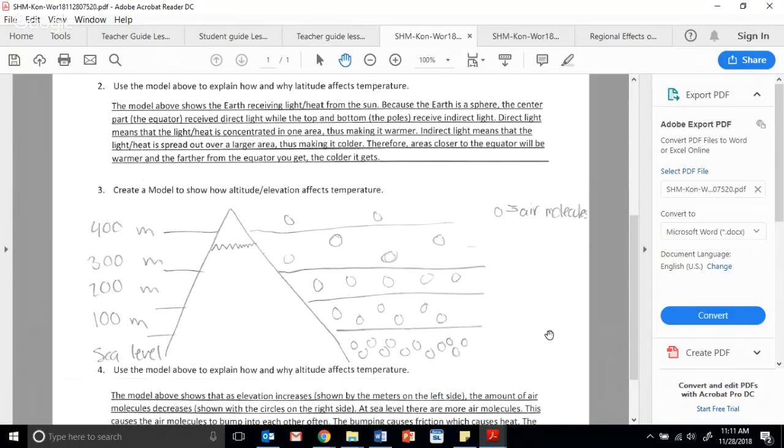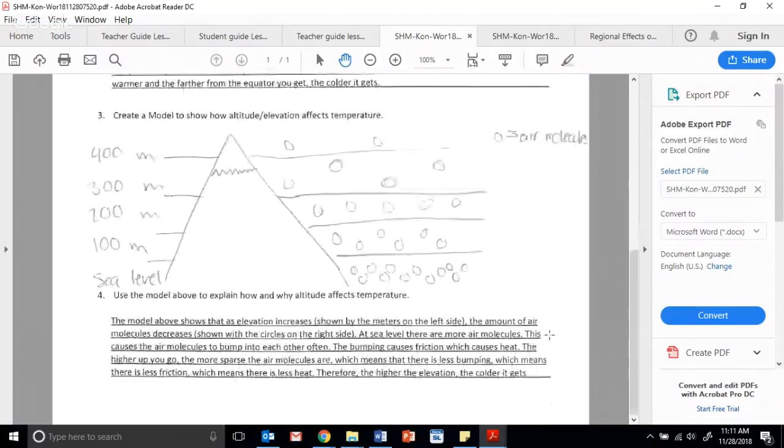Okay, so this is my model. So my explanation using this model is this. So the model above shows that as elevation increases, and then in parentheses, I explain that I'm showing elevation is increasing by the meters on the left-hand side, okay? As elevation increases, the amount of air molecules decreases. And then I explain that that is shown with the circles on the right. So as elevation increases, the amount of little circles decreases. Okay, so that's what my model is showing. So that first sentence is just showing what this model is showing.